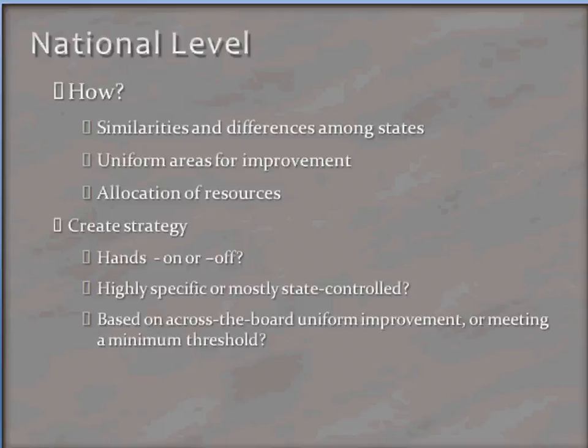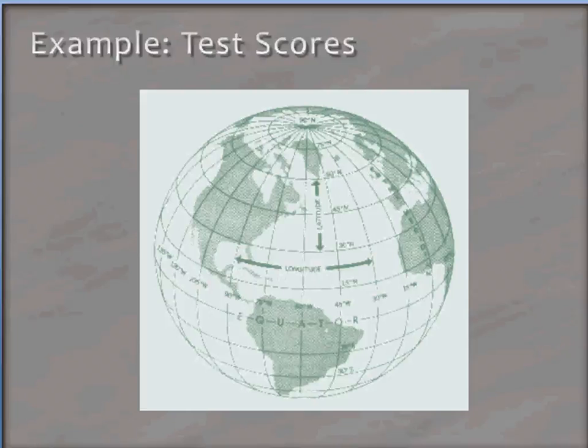They can determine whether to create highly specific strategies or to mainly determine strategy based on the needs of an individual state. And they can look at whether they should implement programs for across-the-board improvement, that is, requiring each state to improve a certain amount, or to meet a minimum threshold among states, regardless of the individual state's starting point.